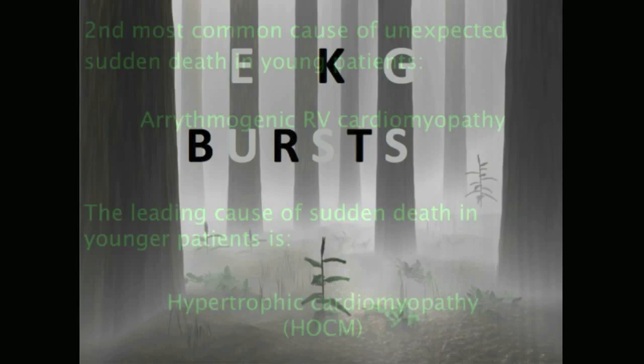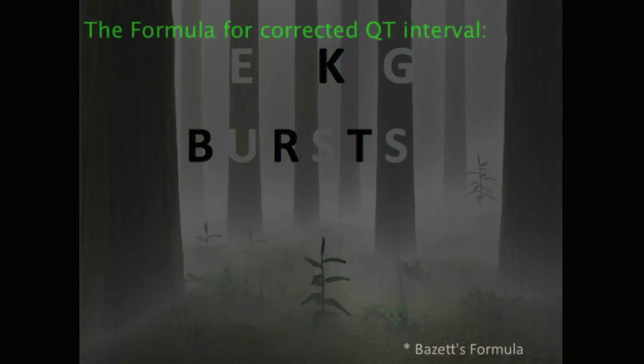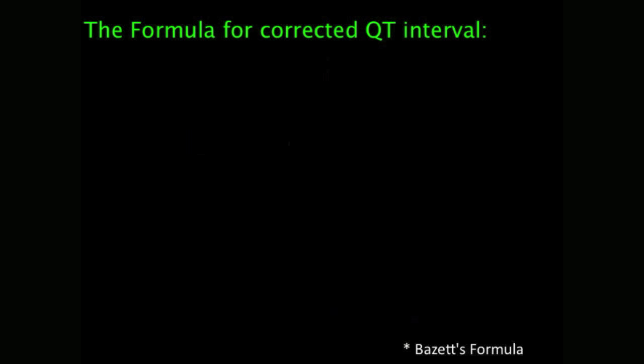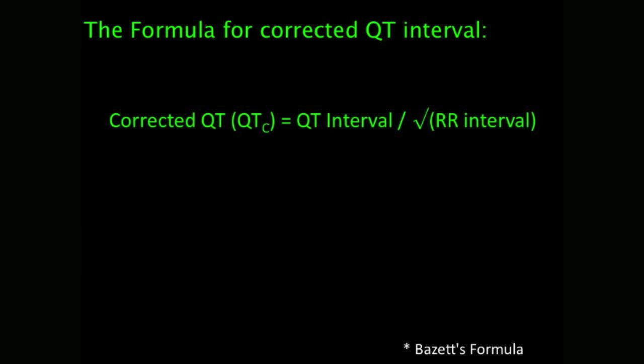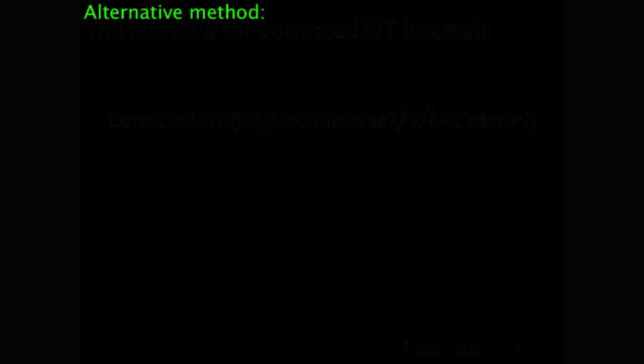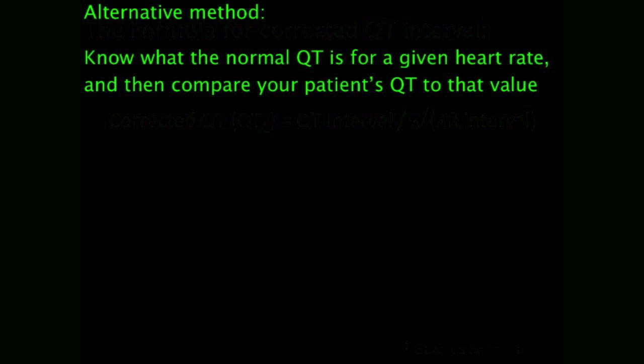What is the formula for corrected QT interval? The formula for corrected QT interval is, it's really difficult to talk about formulas on an audio presentation, but it is the QT interval in seconds divided by the square root of the preceding RR interval in seconds. A second method, the one I actually use, is to know what the normal QT is for a given heart rate, and then compare my patient's QT to normal.